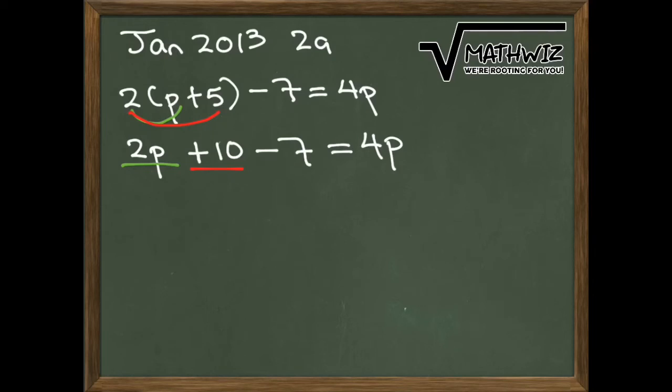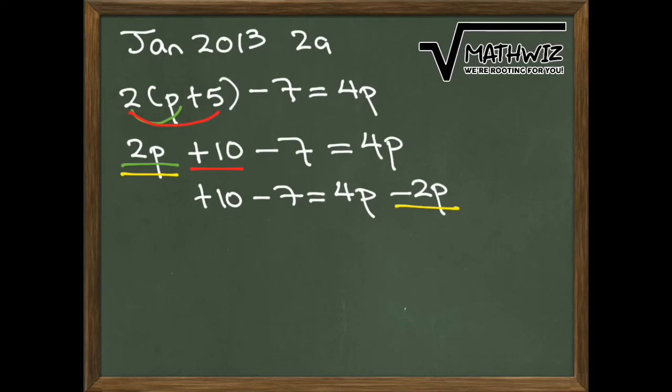At this point, we get to the place where we're wondering what side do I take the letters. So I notice I have 2p and 4p. Since 4p is bigger, it means I am going to take my letters to the right-hand side. So this 2p, which is positive, when I take it to the other side, it is going to become negative or minus.